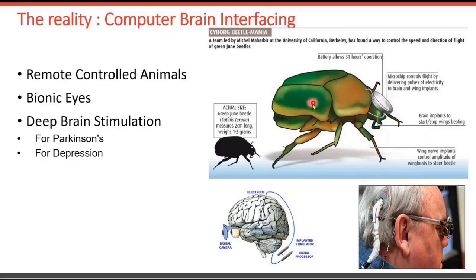Another example is bionic eyes. So we have a digital camera acquiring the images of surroundings, and then those images are being translated into electrical pulses that stimulate a certain part, or area, of the brain that is responsible for vision, the so-called visual cortex.